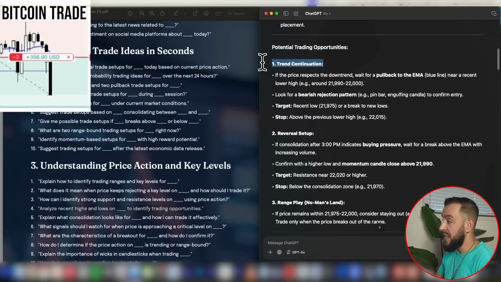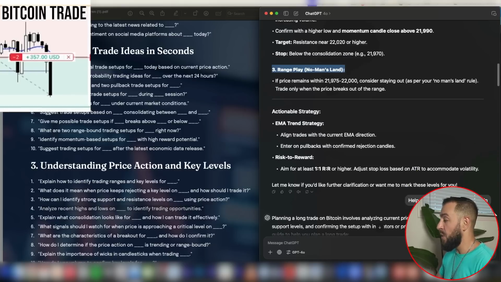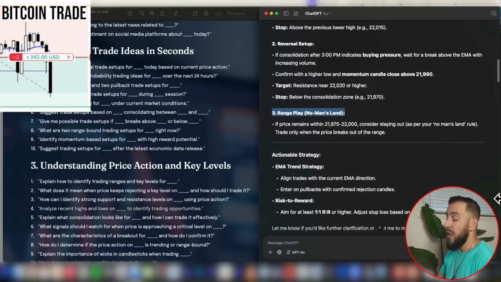here they are. Trend continuation, reversal setup, or a range play. And it knows that I call that no man's land because usually it's best to avoid the charts when they're doing that. So here's some strategies it's giving us. EMA trend strategy, using risk to reward 1-to-1 or higher. Awesome. So you can see it's very easy to generate these trading ideas.